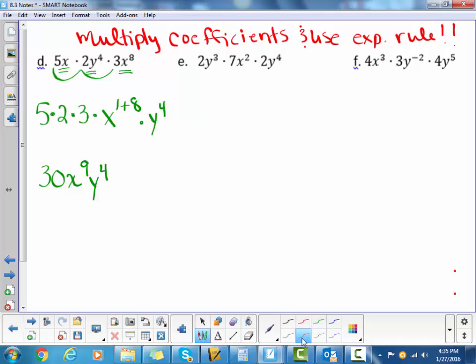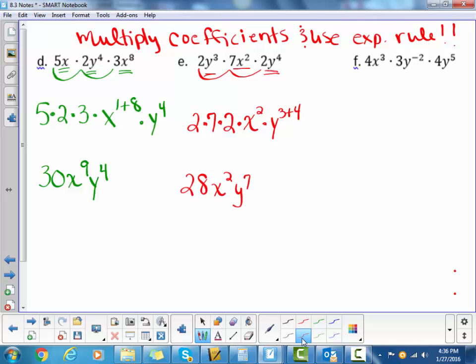Let's look at the second example. Again, I multiply the coefficients: 2 times 7 times 2. I also need to group together the exponents and bases that are the same. I have 2 y's and only 1 x. I'm going to try to preserve ABC order and put my x first. X squared multiplied by y to the 3 plus 4. When I simplify, 2 times 7 times 2 is 28. X squared y to the 7.